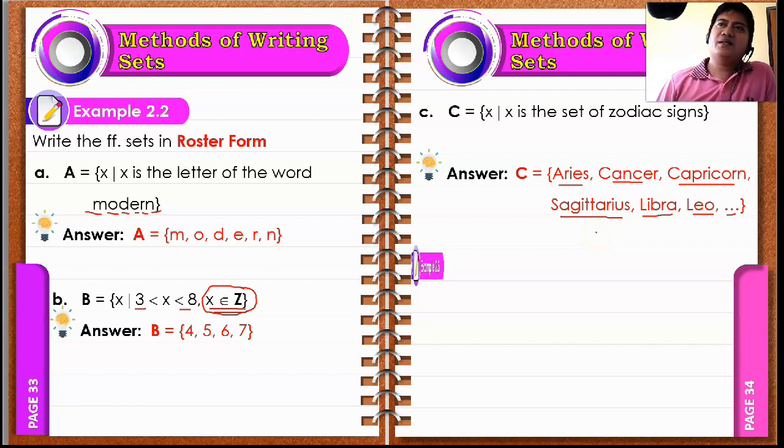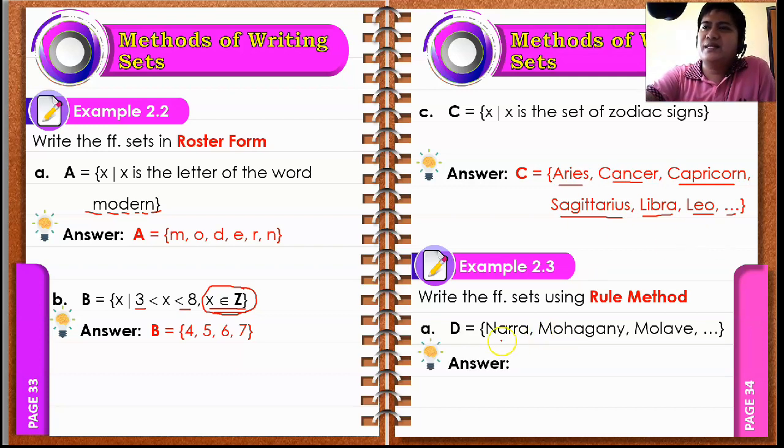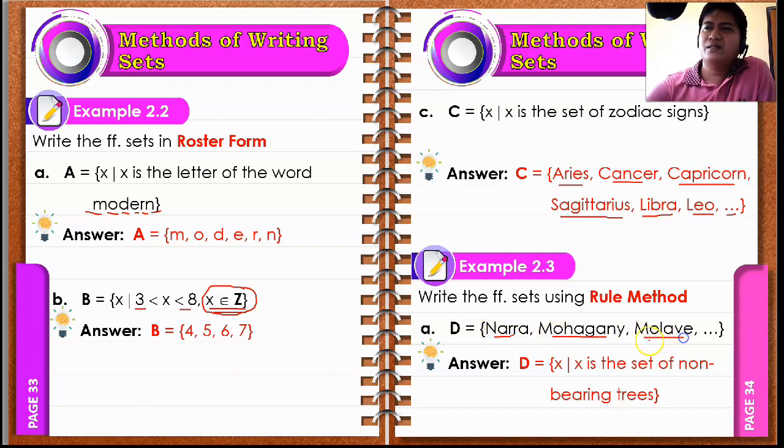Okay, now let's have another example. This time, write the following sets using the rule method. Narra, mahogany, mulawin. So these are trees. When we just say trees, there are many trees, so what do these have in common? These are an example of a set of non-bearing trees, the ones with no fruit that we cannot eat.